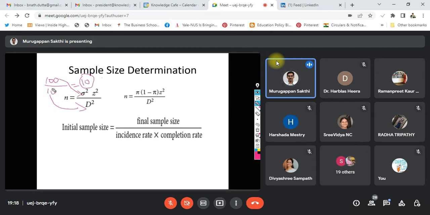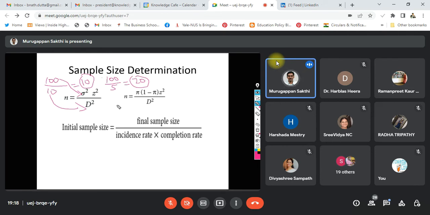Now you are increasing the accuracy level. So the numerator is constant. You are increasing the accuracy level. Instead of 10, you would like to make it 5. What will happen to the N now? Increases. That's all. If more accuracy, more number of samples. If less accuracy, less number of samples. More accuracy, more samples. Less accuracy, less samples.